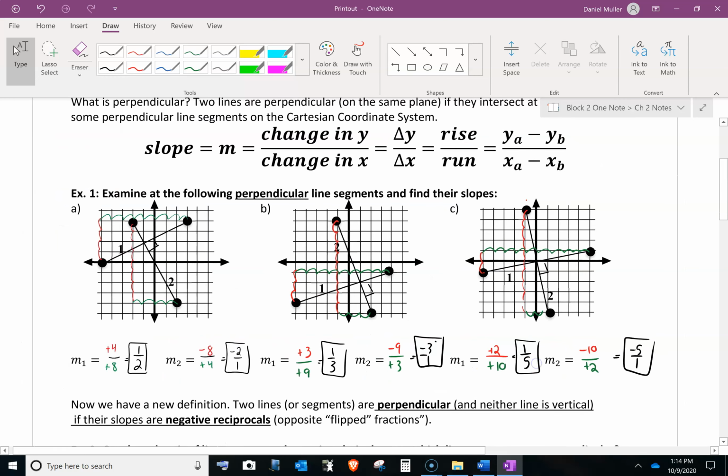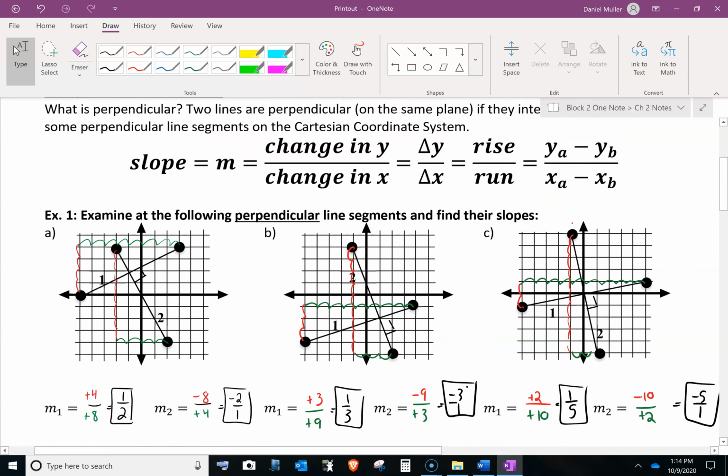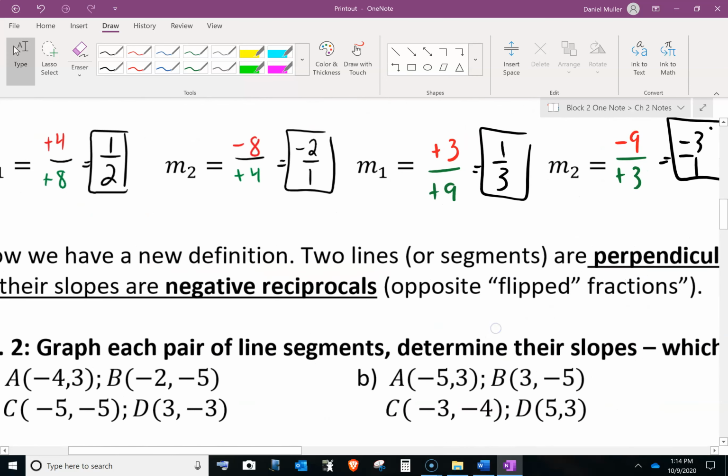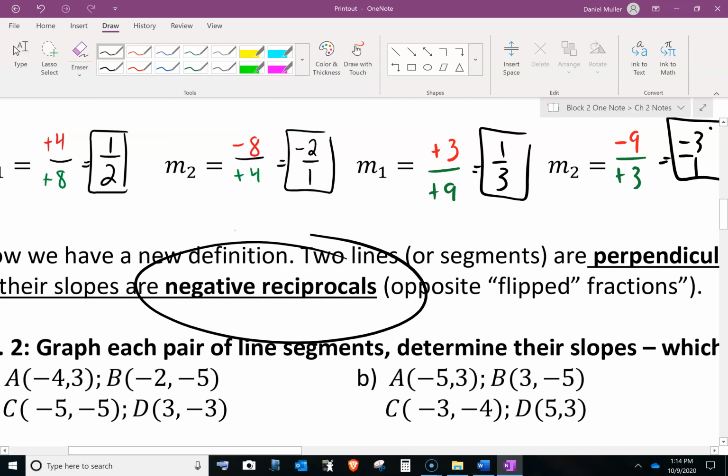So that's how you're going to tell if lines are perpendicular. Look at two different steepnesses, two different slopes. Check to see if they're flipped fractions and that they're opposite signs. So what we call that, by the way, is negative reciprocal. Reciprocal meaning flipped, and negative is one's negative, one's positive.